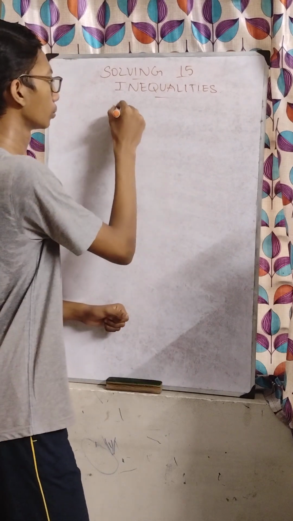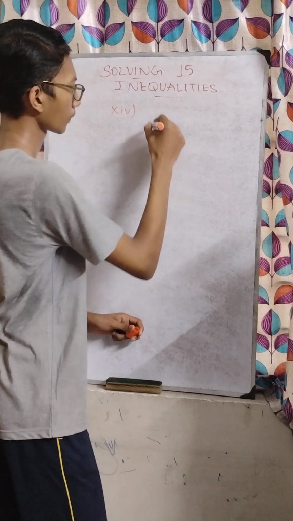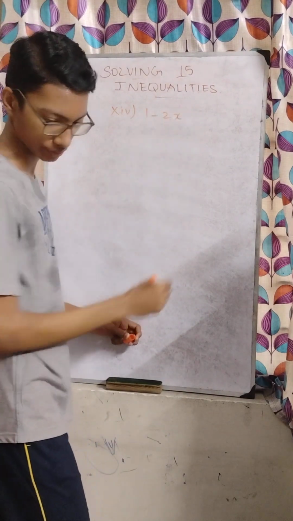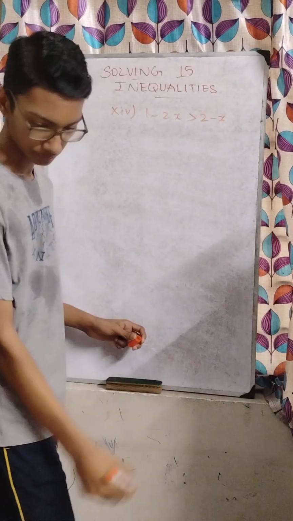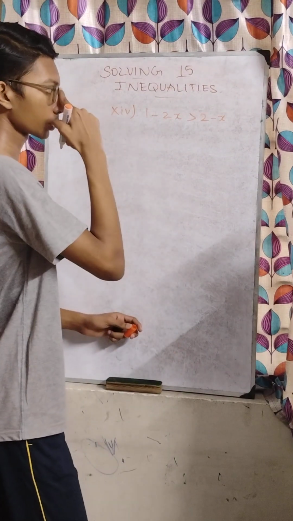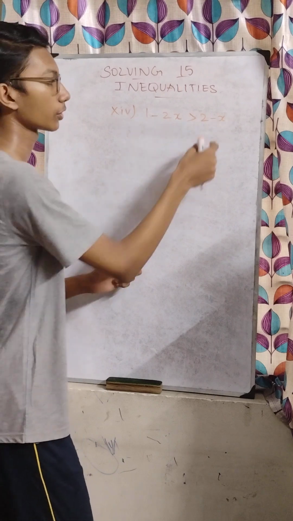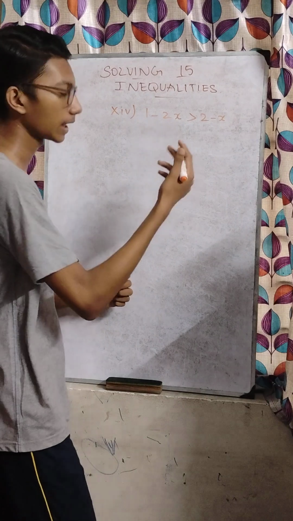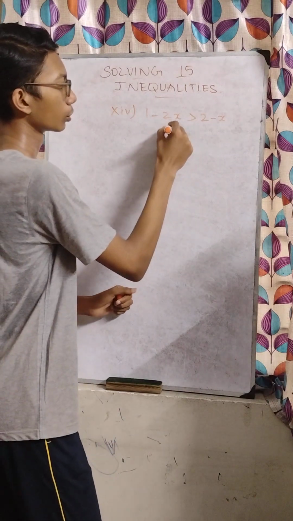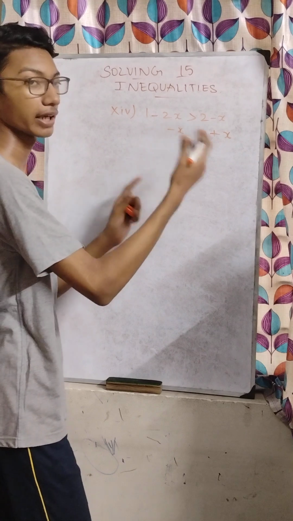So now we'll get to the 14th question. 1 minus 2x is greater than 2 minus x. So this looks different because it has variables on both sides of the inequality. So what we can do is the same algebra we did earlier. Add x on both sides so we can get the variables on one side.